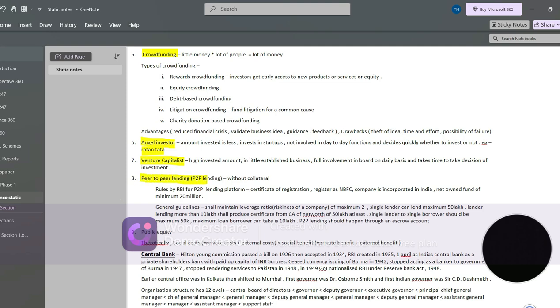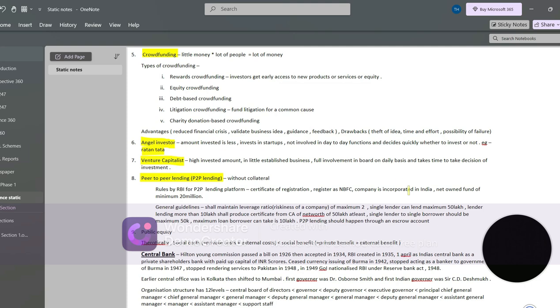Now, next is peer-to-peer lending. Peer-to-peer lending is basically lending, but without a collateral. Now, there are rules by the RBI for P2P lending platforms. First, they require a certificate of registration. They need to register as an NBFC, and the company should be incorporated in India. And the net owned fund of a P2P platform should be 20 million minimum. Now, there are some general guidelines, like they should maintain a leverage ratio, which actually shows the riskiness of a company. Leverage ratio should be maximum 2.